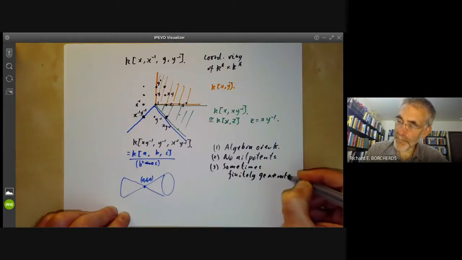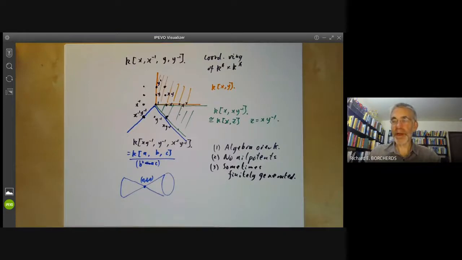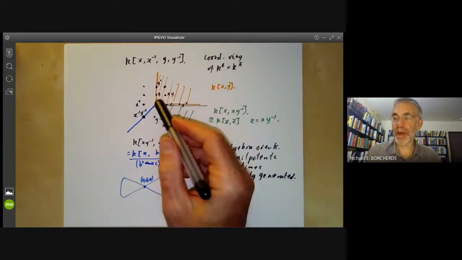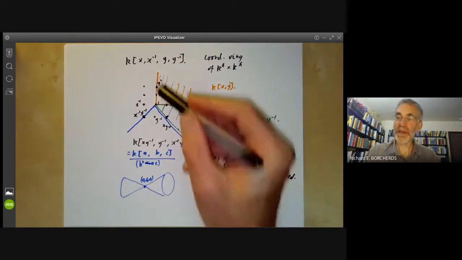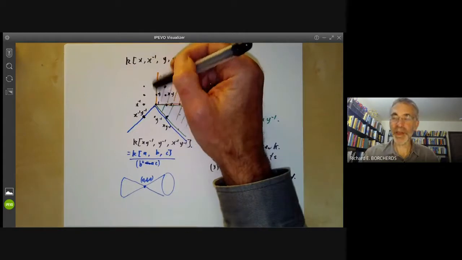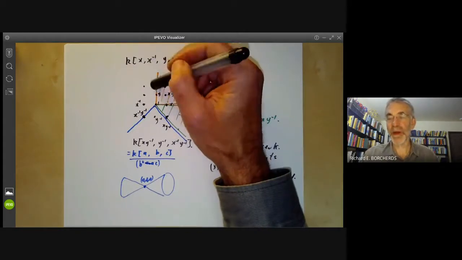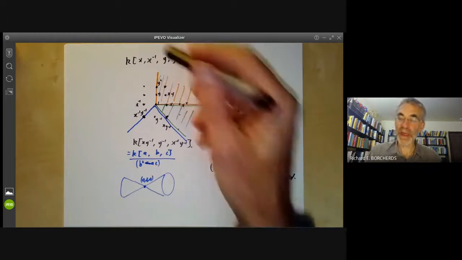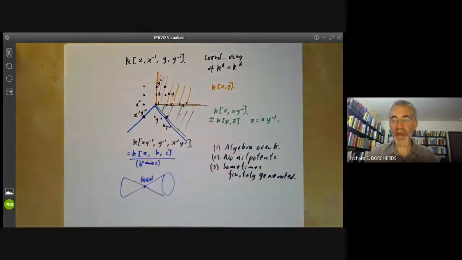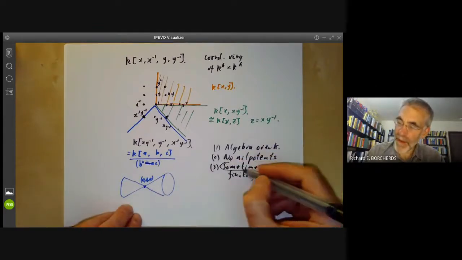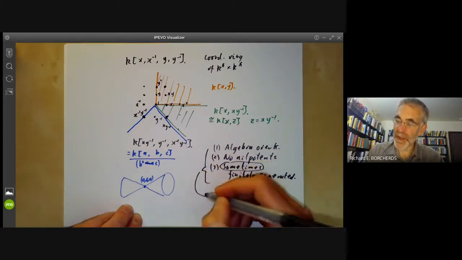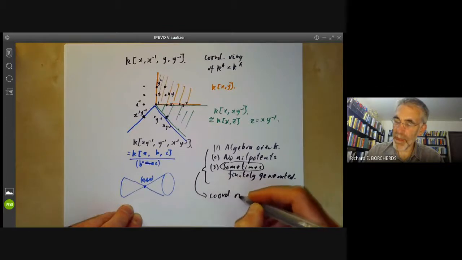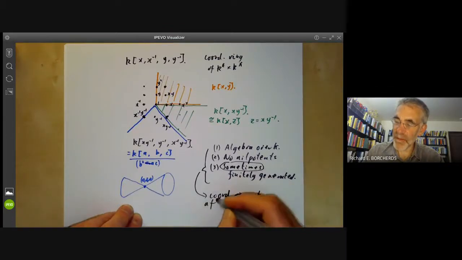Well, it turns out it's finitely generated if the cone is rational, meaning in the two-dimensional case that its edges pass through a rational point. If you take a cone with an irrational edge, it's not too difficult to see that it's not finitely generated. It still gives you an algebra, but it's not a finitely generated algebra. So it doesn't correspond to an affine variety. So if it's finitely generated, then what we get is the coordinate ring of an affine variety.